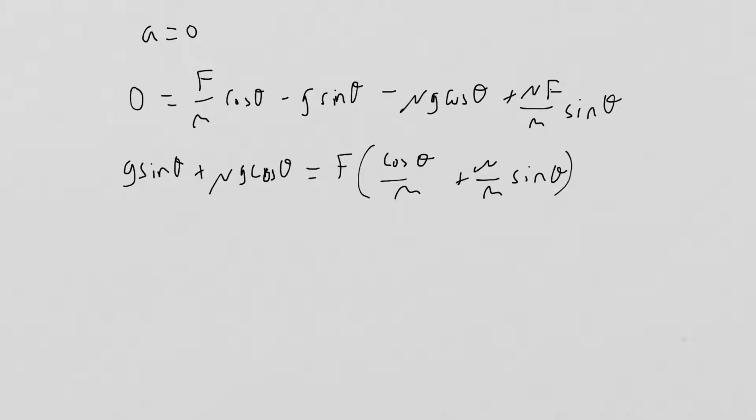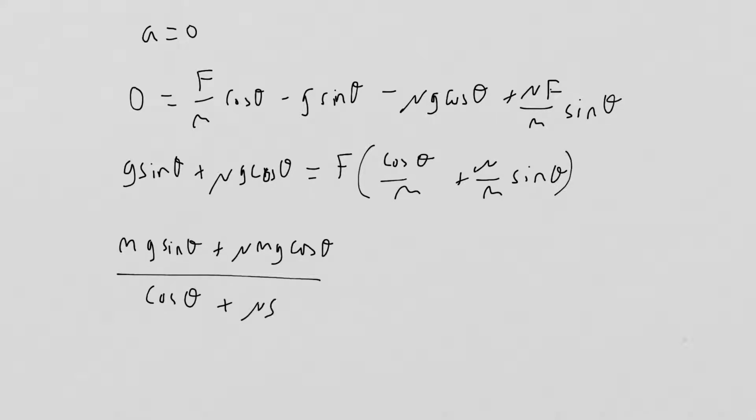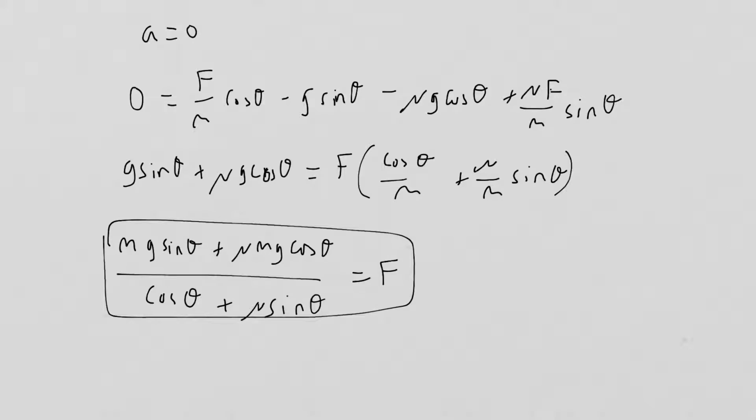And we notice we can multiply both sides by m. We're sort of undoing a step here actually, but that's okay. So we have mg sine theta and mu mg cosine theta. And then we have to divide by cos theta plus mu sine theta. And this equals f. So that's the first part. It's just algebra.